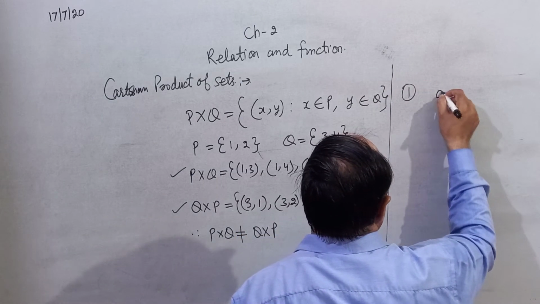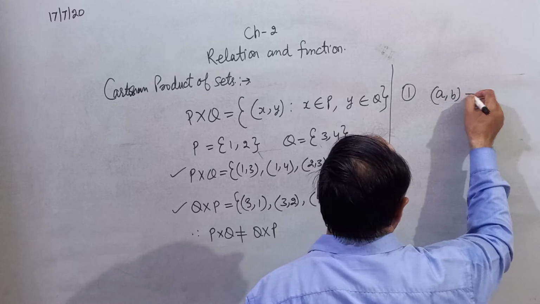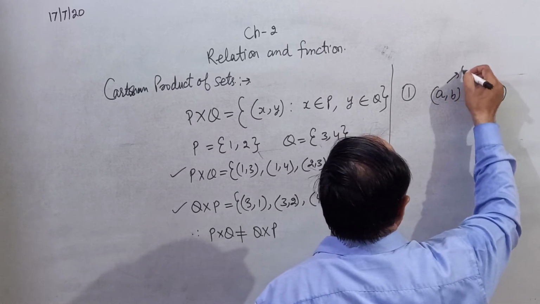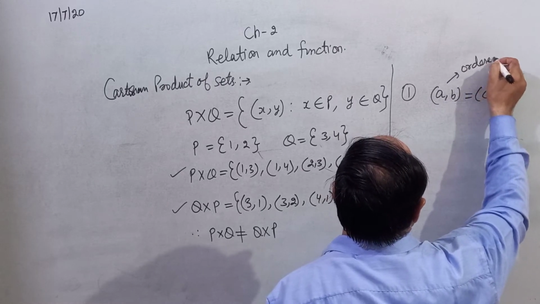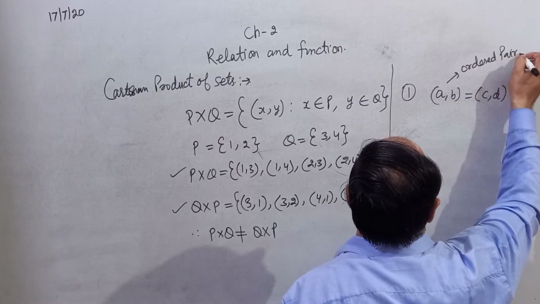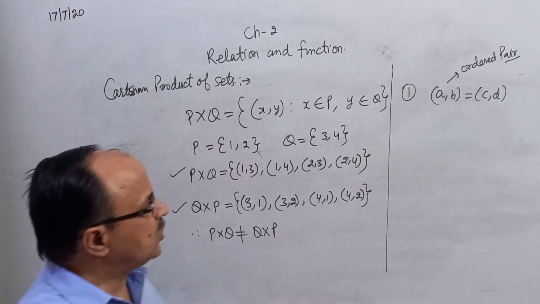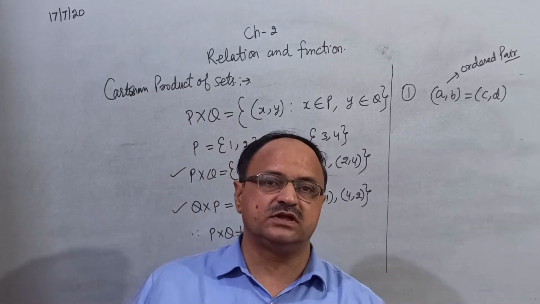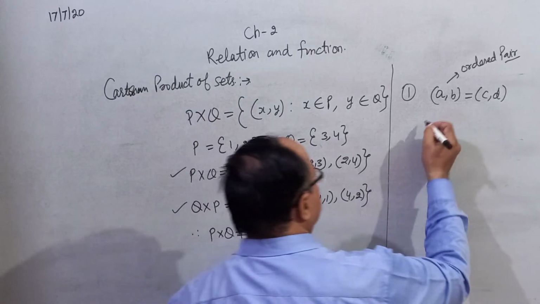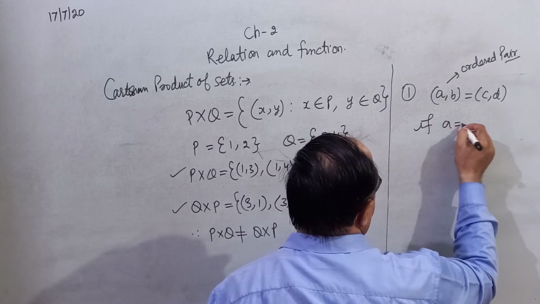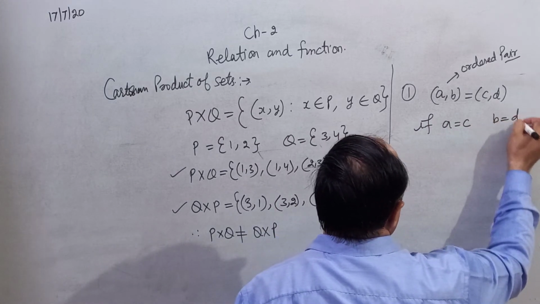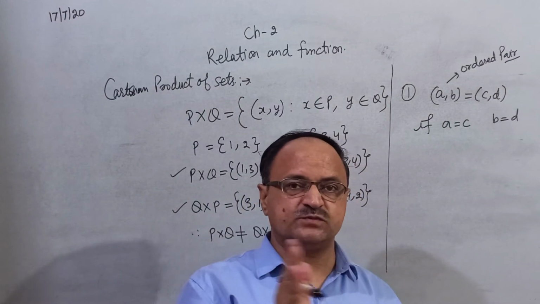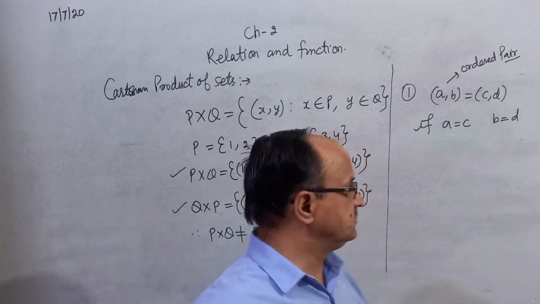Number 1, if two ordered pairs are equal, (a, b) equal to (c, d), this is called an ordered pair. If two ordered pairs are equal, then their corresponding elements are equal. It is possible only if a is equal to c and b is equal to d. Correct?